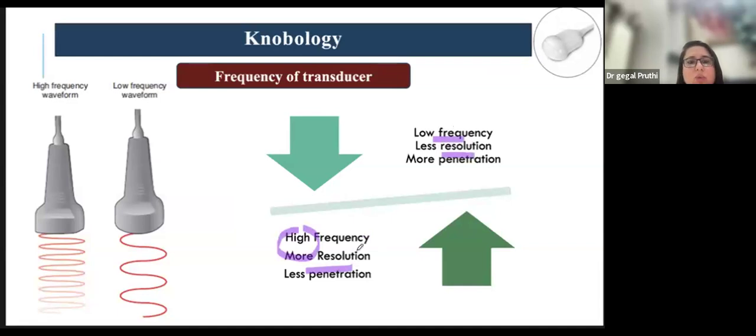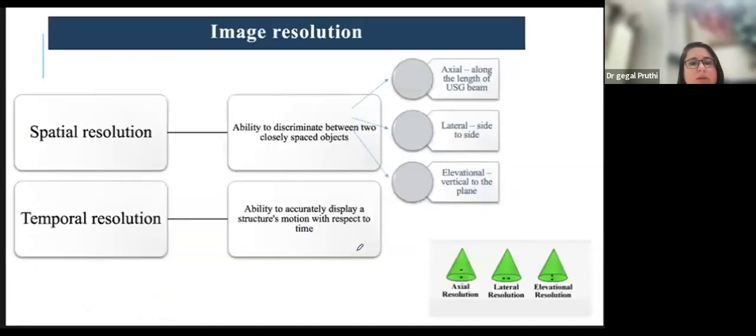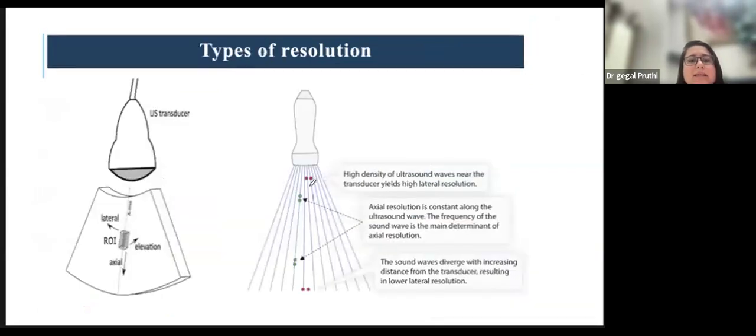Now, coming to resolution, what is resolution? We have two types of resolution: spatial resolution and temporal resolution. What is spatial resolution? Spatial resolution is the ability to discriminate between two closely spaced objects, and it is in the form of axial resolution and lateral resolution. Axial resolution is the ability to discriminate between two closely spaced objects in the y-axis, and lateral resolution is the ability to discriminate between two closely spaced objects in the x-axis.